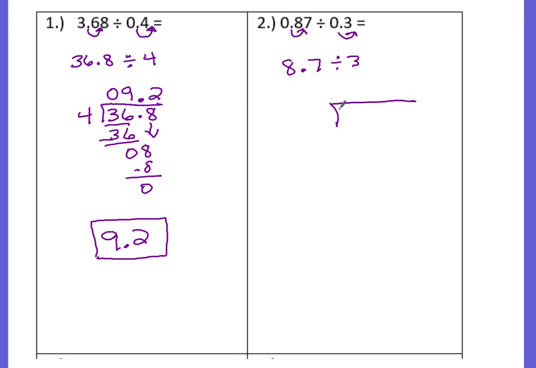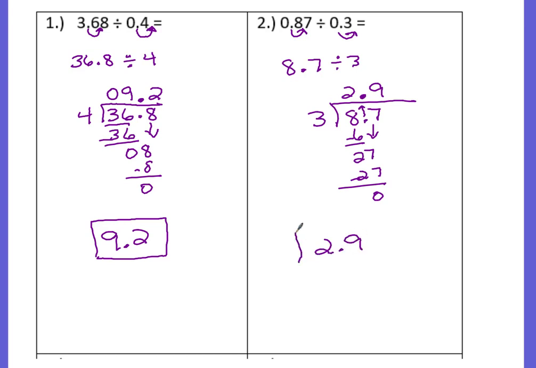Set it up. The 8 7/10 goes inside the house. The 3 goes on the outside. It is a whole number divisor, so we can bring this decimal point straight up to our answer line, and we're ready to divide. How many groups of 3 can we get from 8? How many times will 3 go into 8? 2 times. 2 times 3 is 6, subtract, 2 remainder. Bring down the 7. How many times will 3 go into 27? 9 times, which is 27, and we have a 0 remainder. So our answer is 2 9/10.